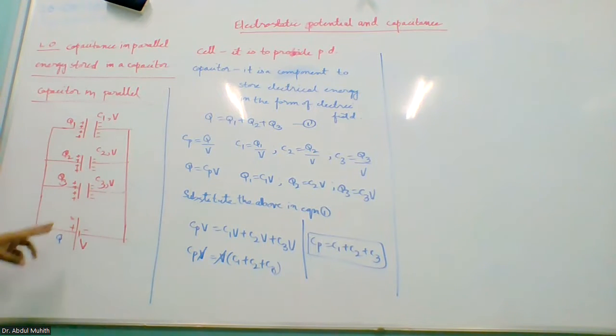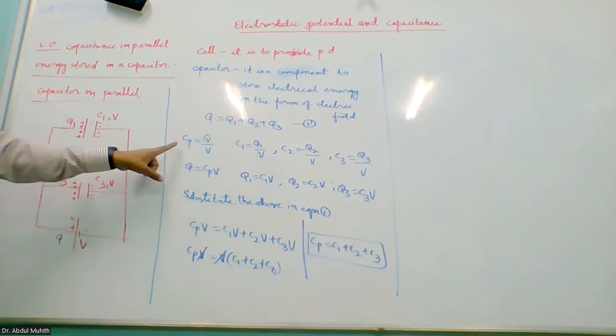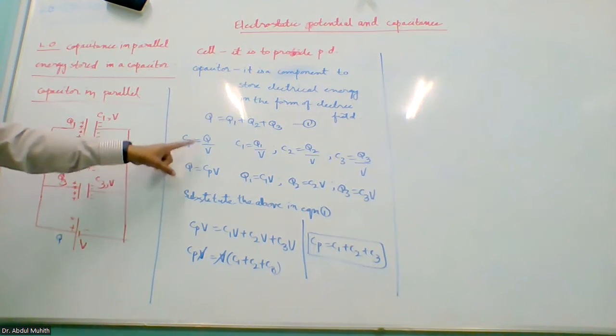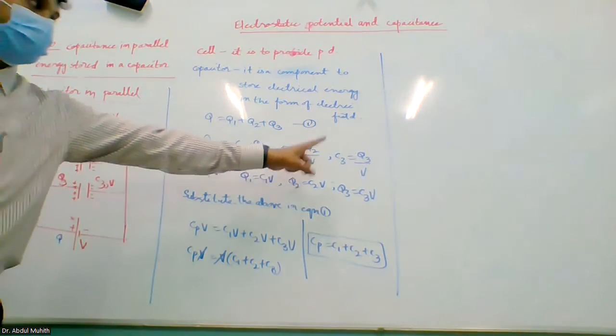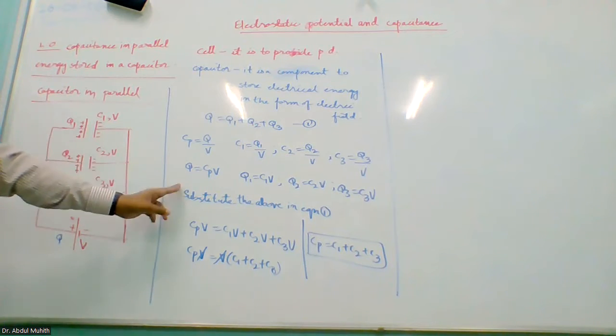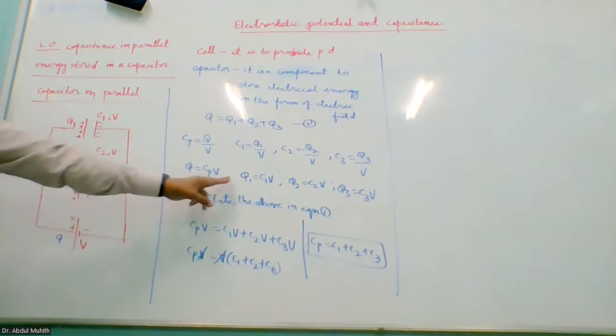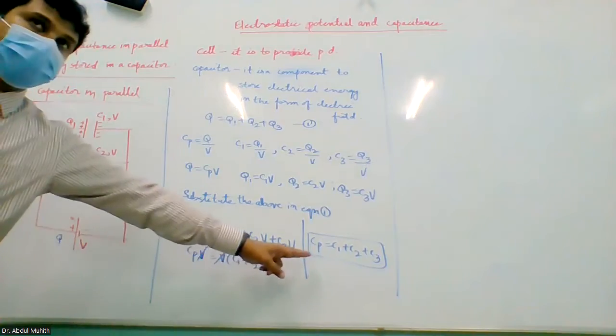Now, here the charge is Q, that is divided into Q1, Q2 and Q3. So Q is equal to Q1 plus Q2 plus Q3. This is the capacitance formula. The effective capacitance we are writing as Cp. Cp is equal to Q by V. C1 is equal to Q1 by V, C2 is equal to Q2 by V, and C3 is equal to Q3 by V. Now cross multiply, substitute all these equations in equation 1, take V common, cancel the V, and you get this form.